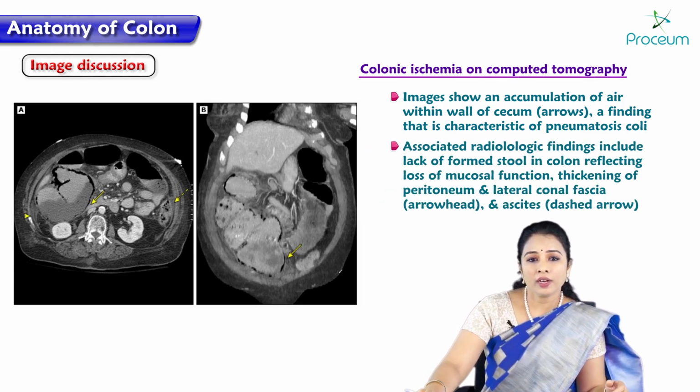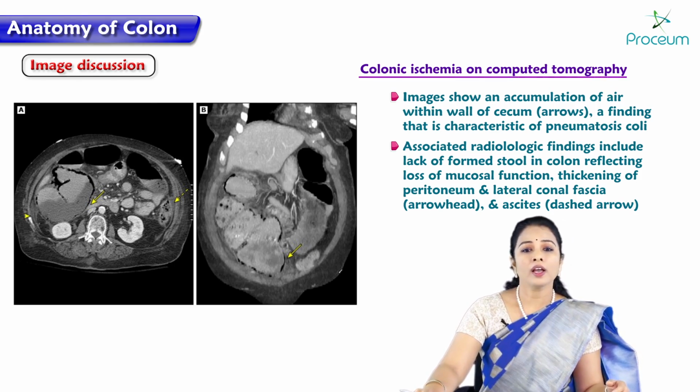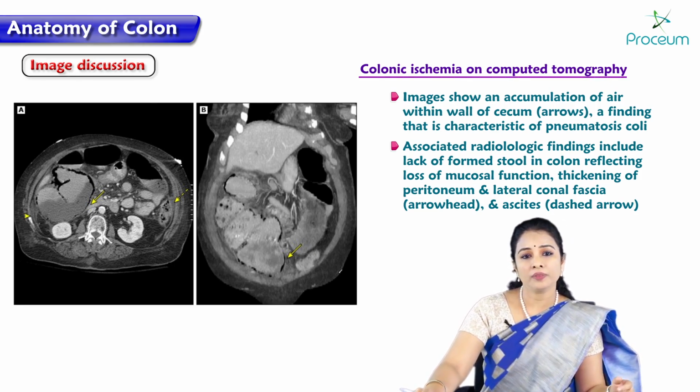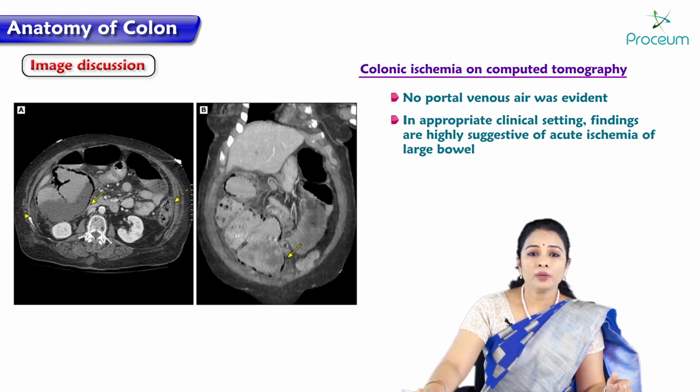Associated radiological findings include a lack of formation of stool in the colon reflecting loss of mucosal function, thickening of peritoneum and lateral conal fascia, which is shown with arrowhead, and ascites, which is shown with dashed arrow here, and also no portal venous air was evident in this image. In the appropriate clinical setting, the findings are highly suggestive of acute ischemia of the large bowel.